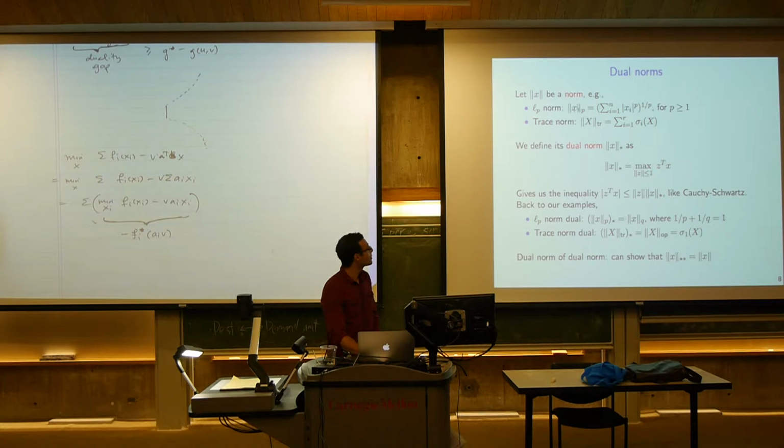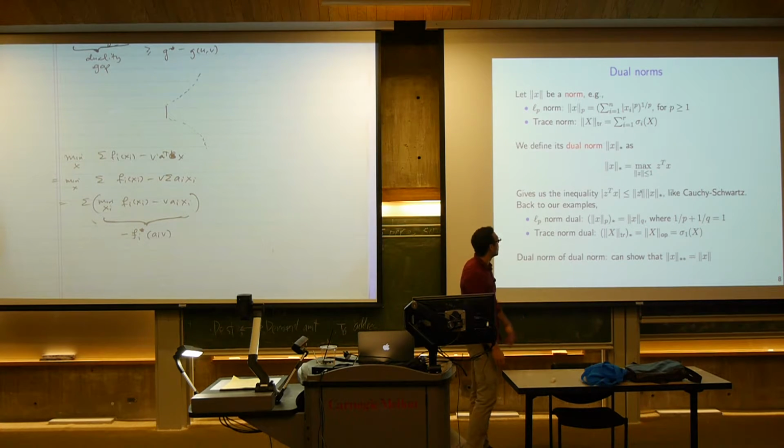And good examples of norms are, say, the LP norm on vectors or the trace norm on matrices. So these are two norms that we've seen being used in various optimization problems that we care about. Remember that we defined its dual norm as the maximum inner product we could achieve with x over all vectors that have norm less than or equal to 1. So the dual norm at a point x is the maximum inner product that we can achieve with x over all vectors that have norm less than or equal to 1. Okay? That's the definition of the dual norm.